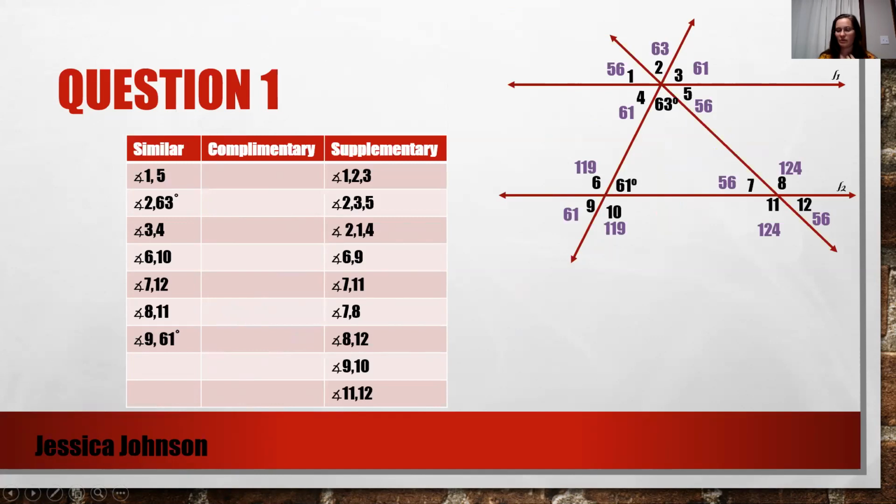What is a complementary angle? A complementary angle is when the sum of two or more angles equals 90 degrees. We didn't have any angles that equal 90 degrees, and so I don't have any on my chart listed.